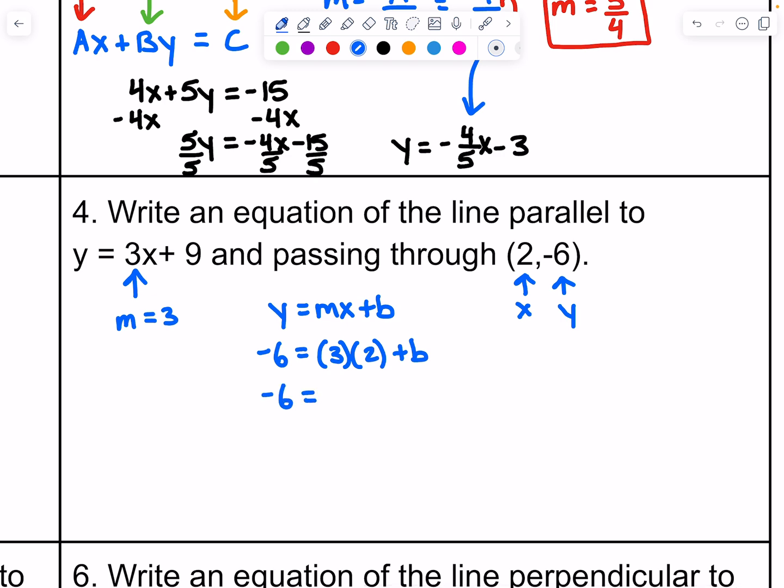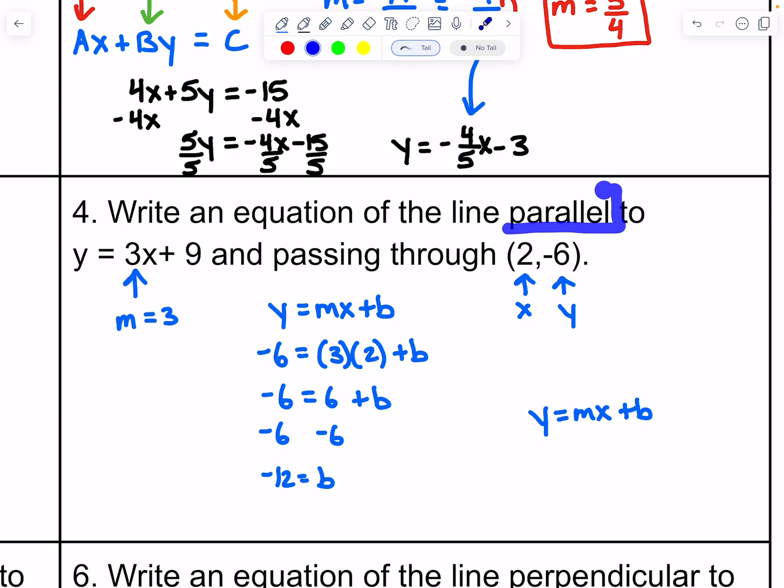So we'll bring down -6 equals 3 times 2, which is just 6, plus b. And then we've got to subtract 6, so we get -12 equals b. And then we just got to write it all out together. So y equals mx plus b. I've got to make sure I'm getting the right slope. It did say parallel, so my slope did stay the same. So y equals 3x minus 12 would be my equation.